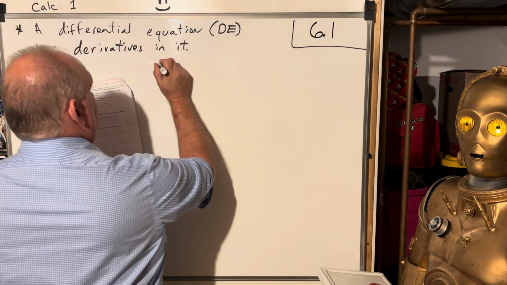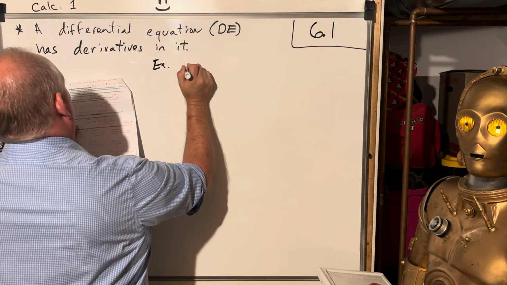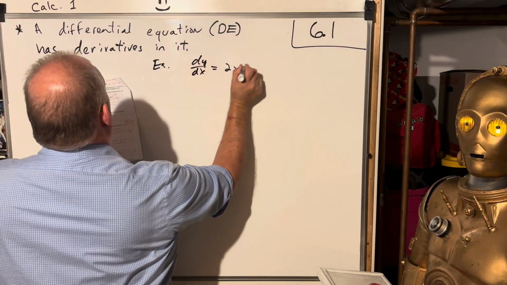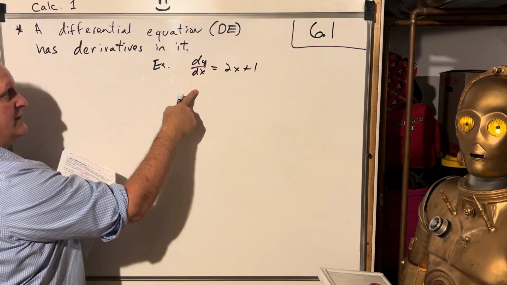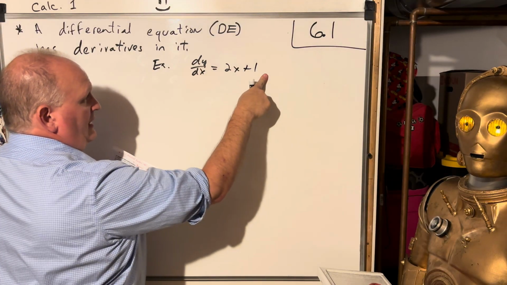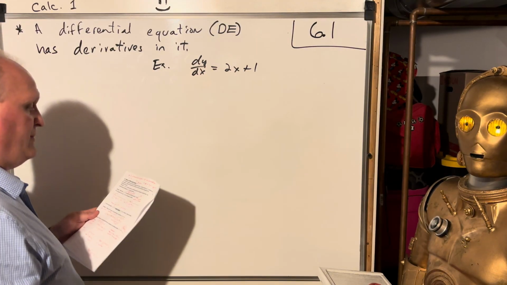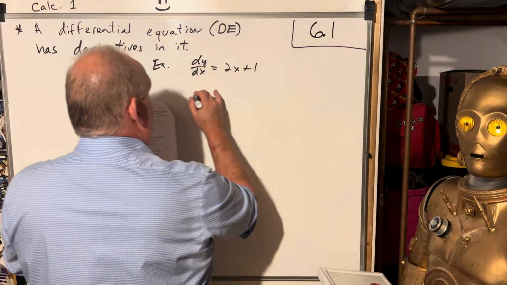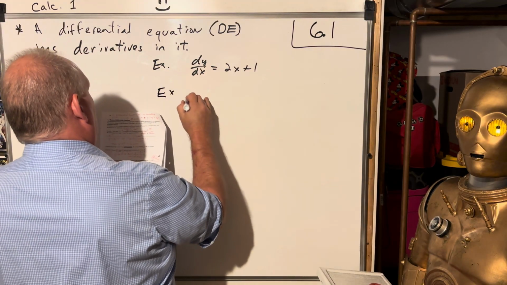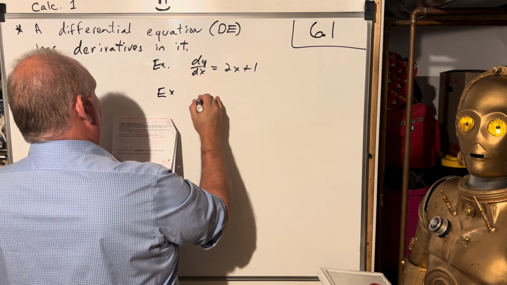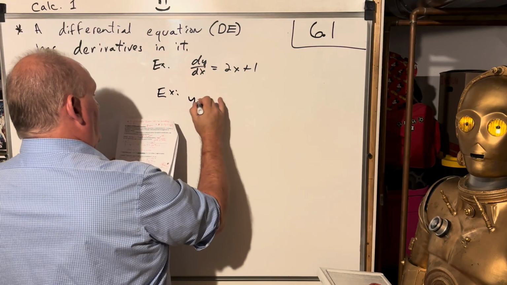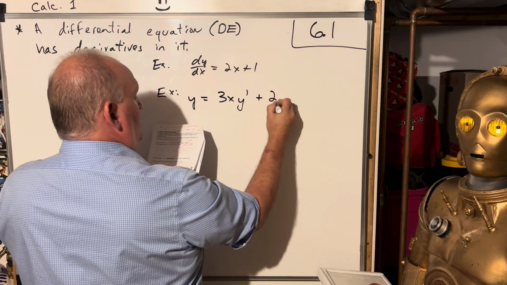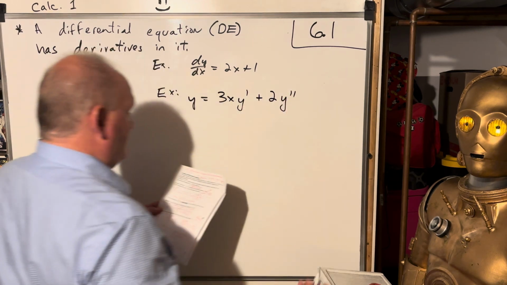Examples are like dy/dx equals 2x plus 1. This is a differential equation because I can multiply both sides by dx, and you get dy equals. Another example would be something like y equals 3xy prime plus 2y double prime, something like that.